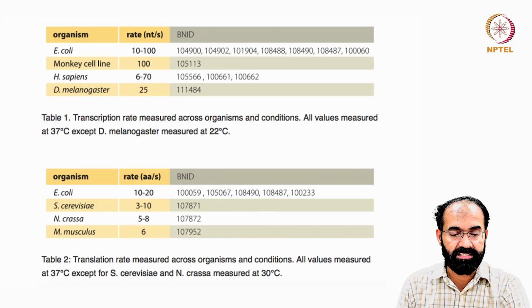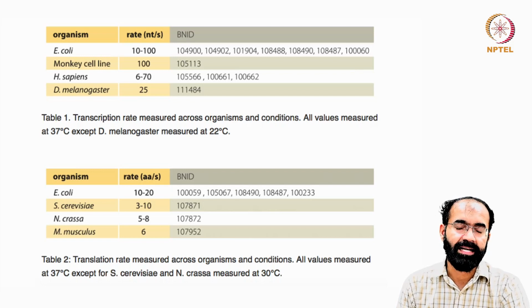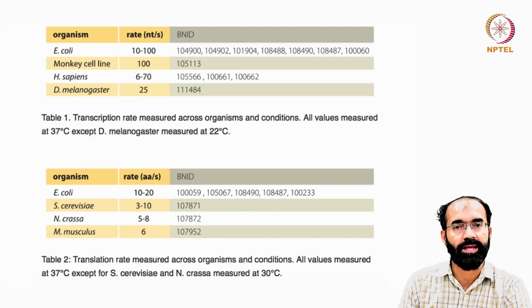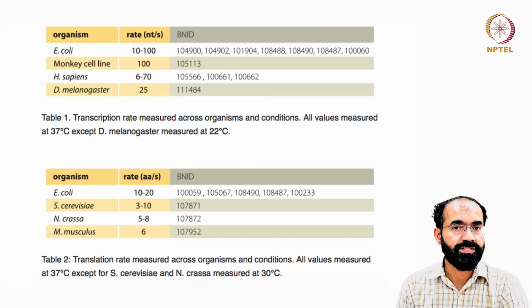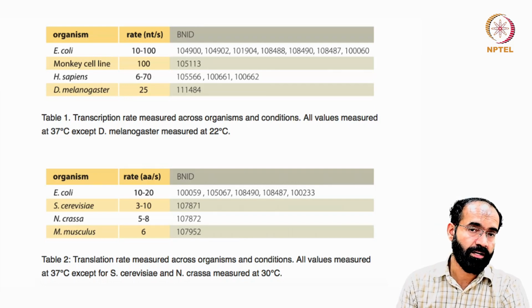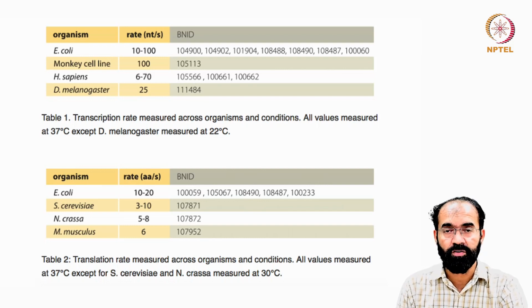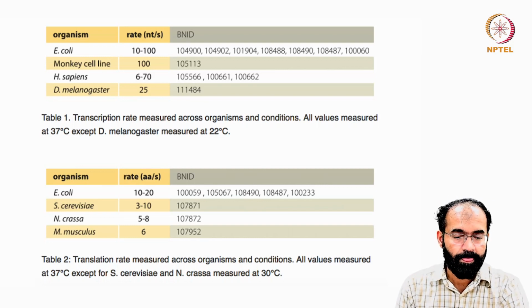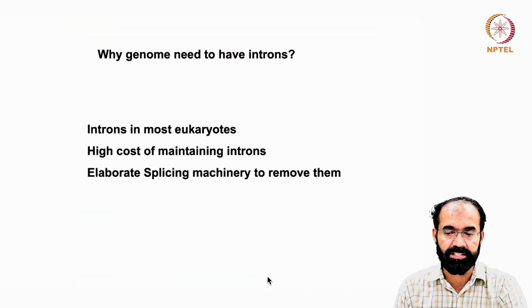In Mus musculus, it is roughly around 6 amino acids per second, and in humans also more or less the same. Of course it varies depending upon which cell you are talking about, like liver versus brain, etc. That can also influence the rate of production of protein from a given cell. So this is the translation rate measured across organisms and conditions, all values measured at 37 degrees Celsius. In Saccharomyces cerevisiae and Neurospora crassa, it is done at 30 degrees Celsius.